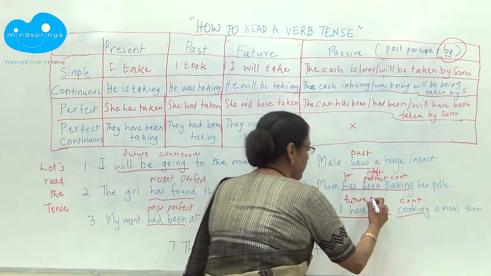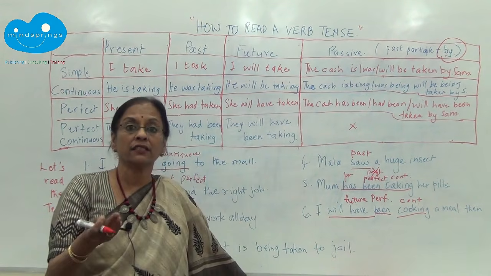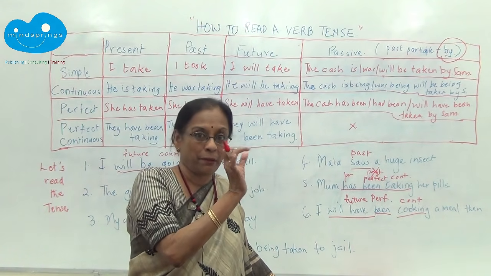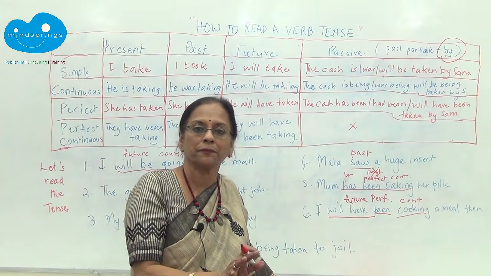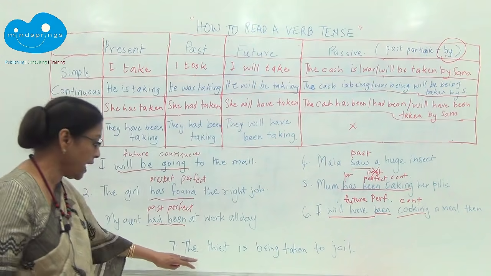Future perfect continuous. The only thing to remember here is when you get this past as your second part, instead of saying past, you say perfect. That's all. That's all you have to remember. And your tenses are done. Let's look at the last one.